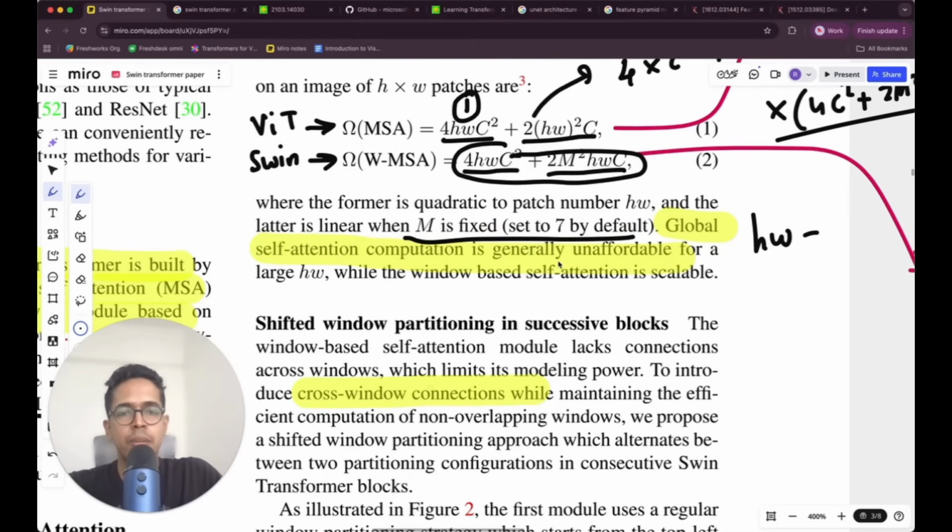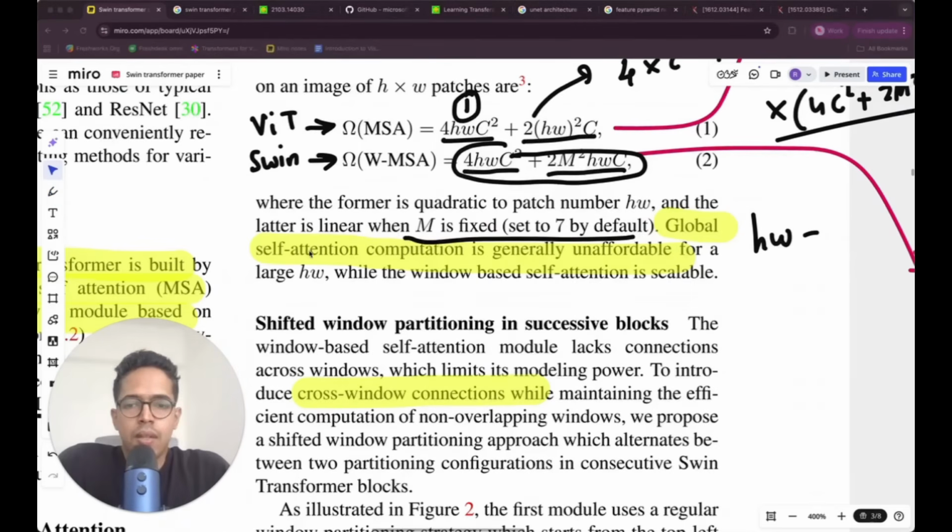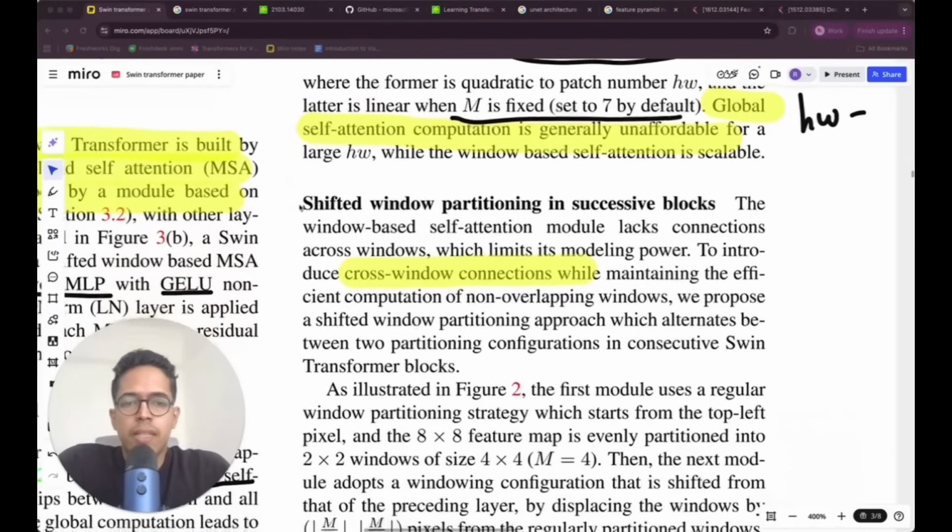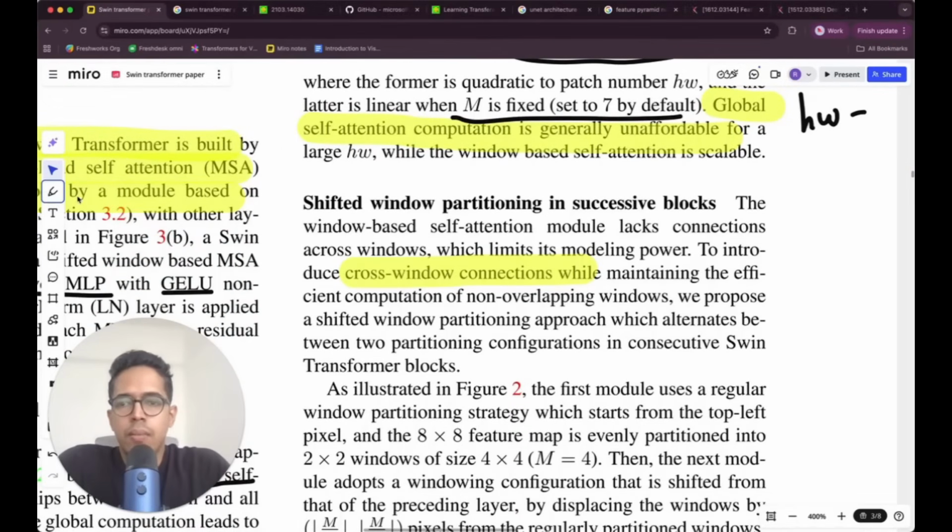Global self-attention computation is generally unaffordable for a large HW, meaning a large number of patches or a large number of pixels, while the window-based self-attention is scalable. Very good. Let's move on. Shifted window partitioning in successive blocks.